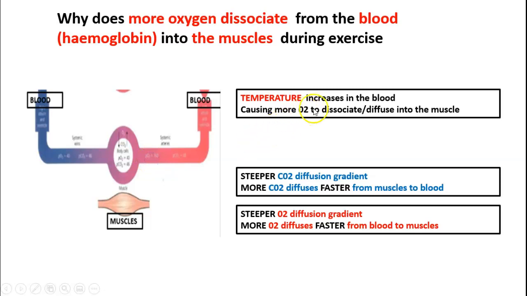So the other reason why more oxygen dissociates from the blood into the muscles is that the temperature increases in the blood, causing more O2 to diffuse or dissociate into the muscle tissue. Now there's one other thing linked to the blood when we get to this point. The other reason more oxygen dissociates from the blood into the working muscles is because of the acid levels in the blood.